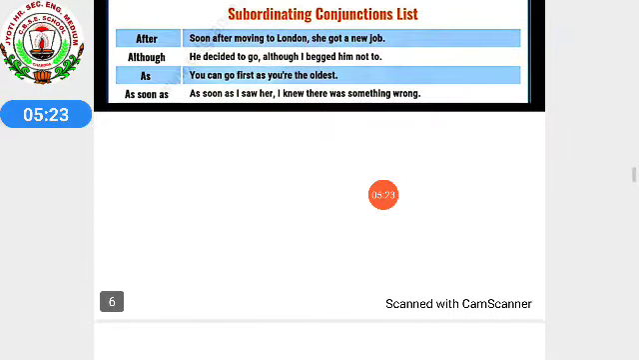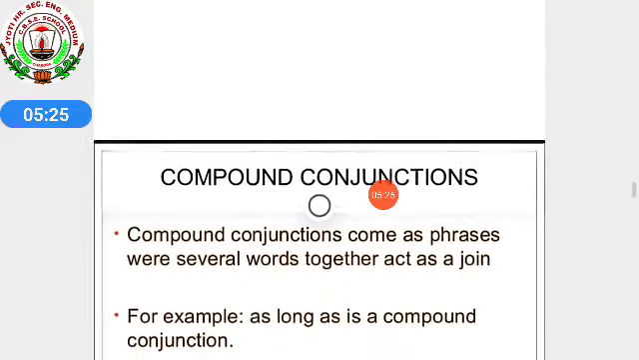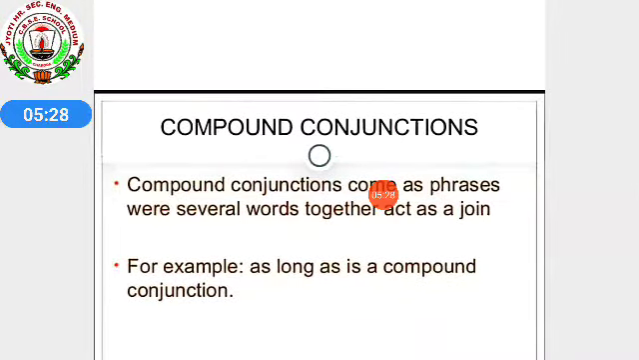Then third one is your compound conjunction. Compound, meaning I already told you, when two separate words which have separate meanings combine together and form a new meaningful word is known as compound words. Remember, same way compound sentence and compound conjunctions are there.